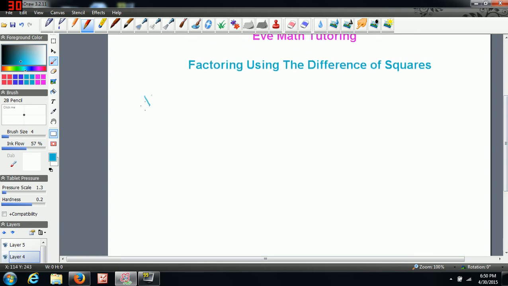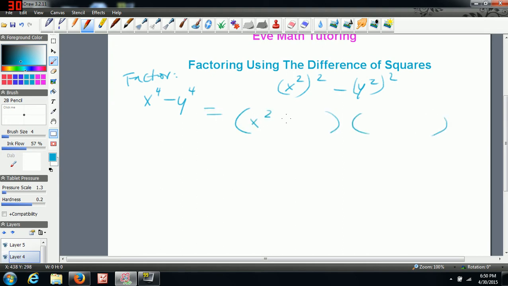Say we're factoring x to the 4 minus y to the 4. That can be written as x squared all squared minus y squared all squared. So that would be x squared plus y squared, and then x squared minus y squared. Squared minus x squared.